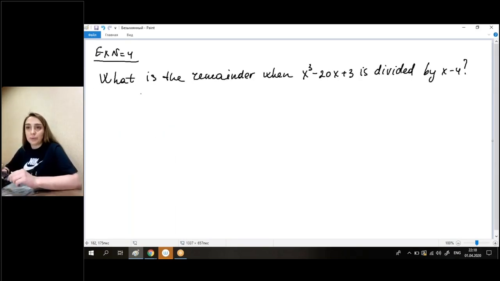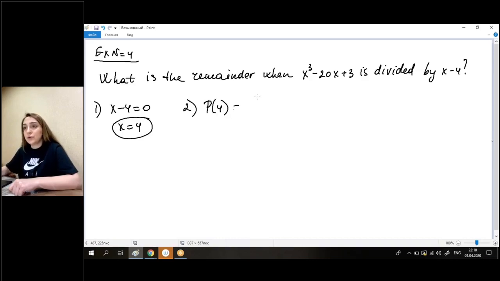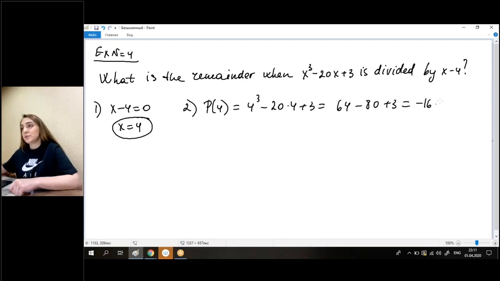Example number 4. What is the remainder when x cubed minus 20x plus 3 is divided by x minus 4? First, we need to solve the equation x minus 4 equals 0, x equals 4. And the second step, we must substitute 4 in place of x in our polynomial. It will be p of 4 equals 4 cubed minus 20 times 4 plus 3. 64 minus 80 plus 3 will be negative 16 plus 3, negative 13. Negative 13 is our remainder.